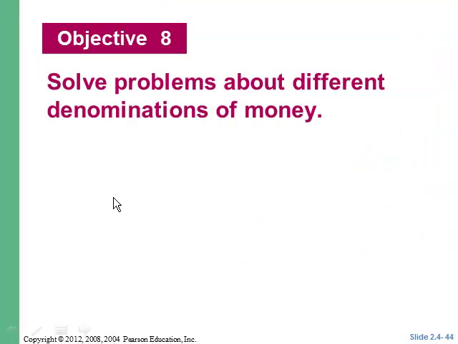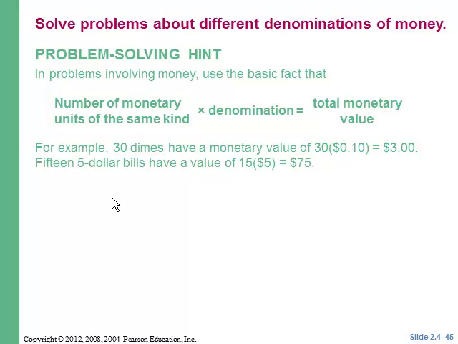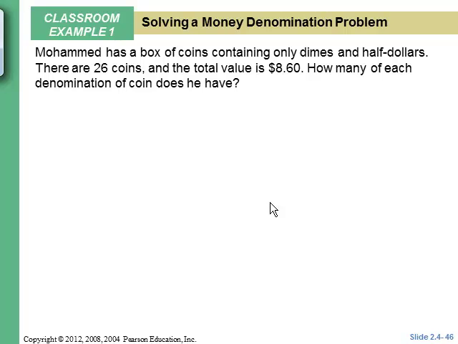All right, next one. Now we've got denominations of money. When you're dealing with denominations of money, it's important to note what the coins are. They've got 0.1 for dimes or 5 for $5 bills. Muhammad has a box of coins containing only dimes and half dollars. So dimes are worth 0.10 and half dollars are worth 0.50. There are 26 total coins, and the total value is $8.60. How many of each denomination of coins does he have?